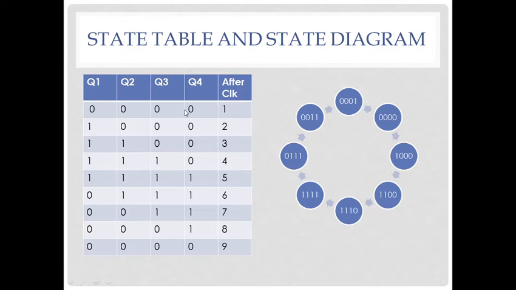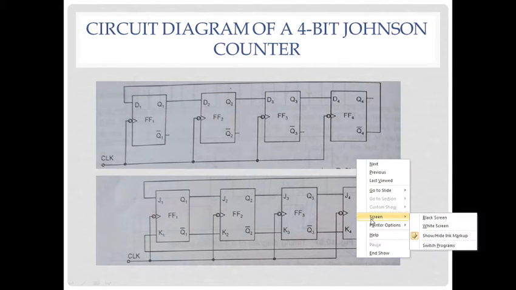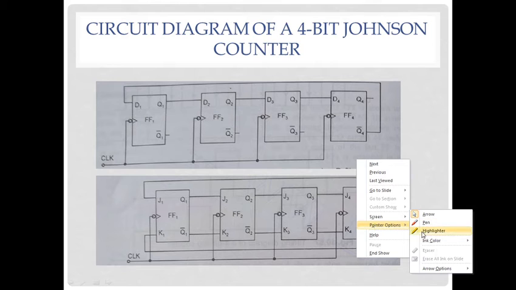Initially you have 0, 0, 0, 0 as the first state. Then after clock pulse 1, a 1 appears in Q1 and all others are 0. The next is again a 1 in Q1 and a 1 appears in Q2. How does this happen? It's because initially we're just assuming that all states are 0.